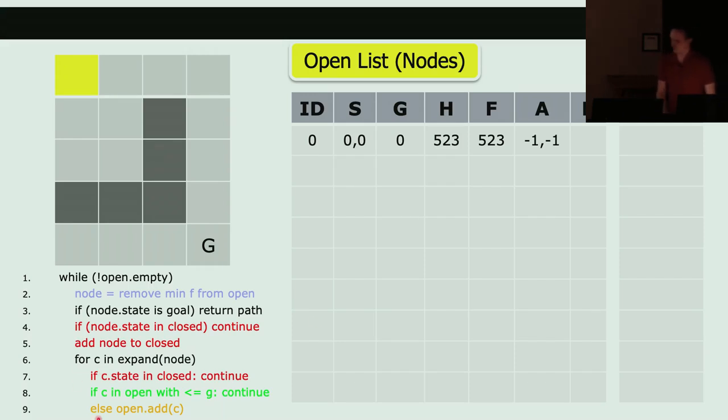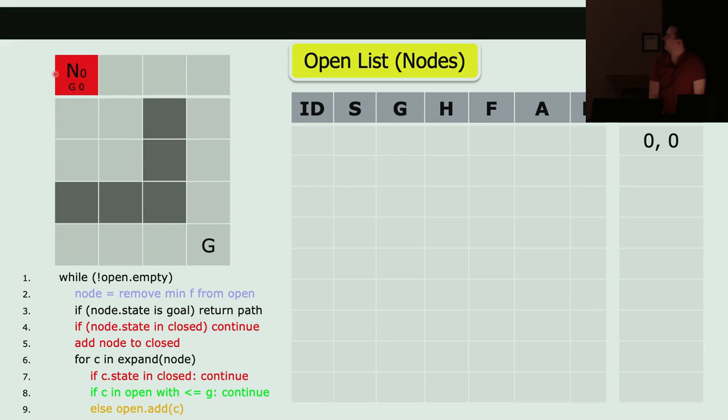So the first thing we do by our algorithm is we look through the open list and we select the minimum one. That's really easy because there's only one. So we've selected it. It is not in the closed list, so we add it to the closed list. Now we've marked this one as red, and we've put that state into the closed list. And there's nothing else in the open list. Now I go to look at all the children of this node.